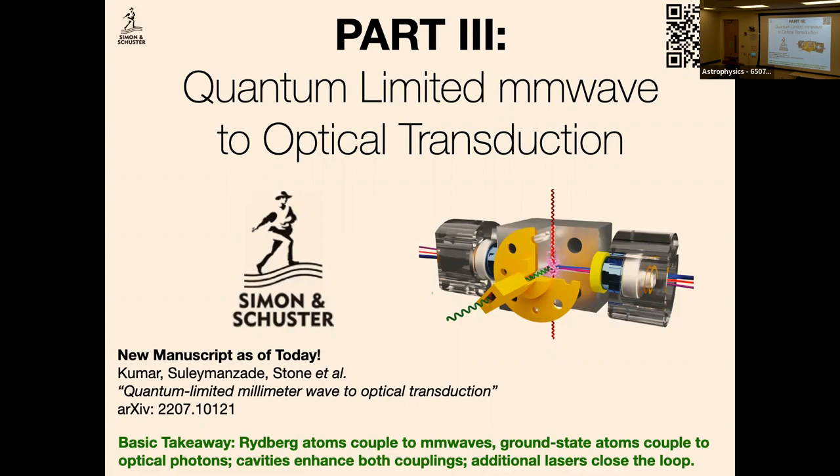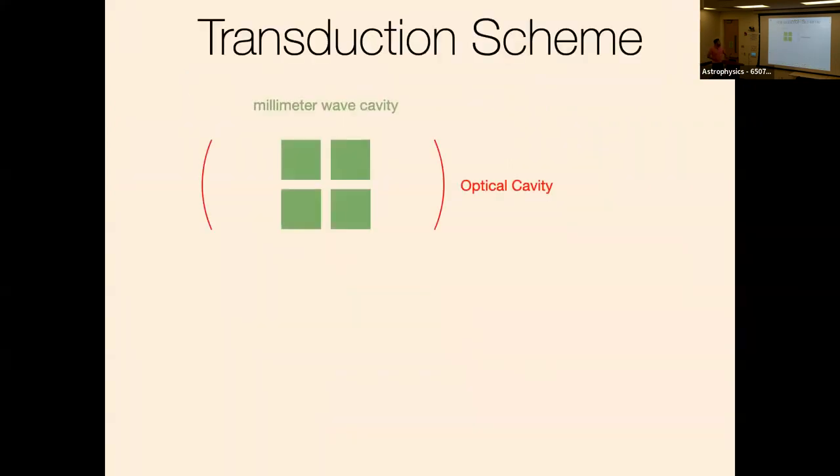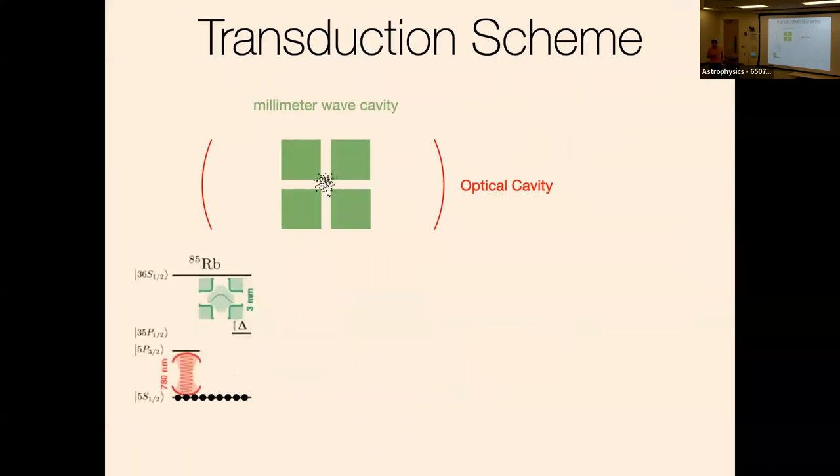So what we've done is built a device which is far too large to possibly be useful, but that can transduce, as a proof of concept with high fidelity, optical and millimeter wave single photons with noise less than one photon and bandwidth of several hundred kilohertz. And qualitatively speaking, the way this device works is we have Rydberg atoms sitting here. Those Rydberg atoms can absorb millimeter wave photons living in a millimeter wave cavity.